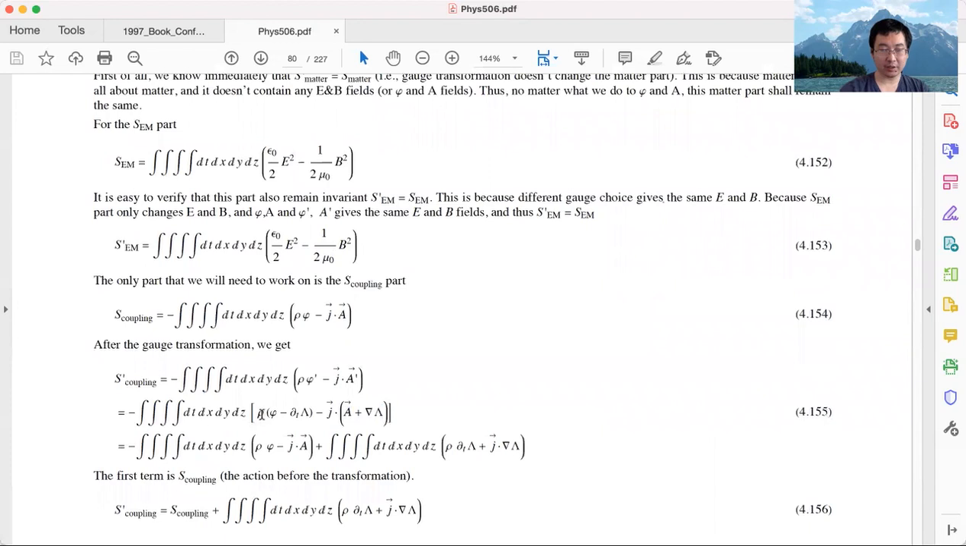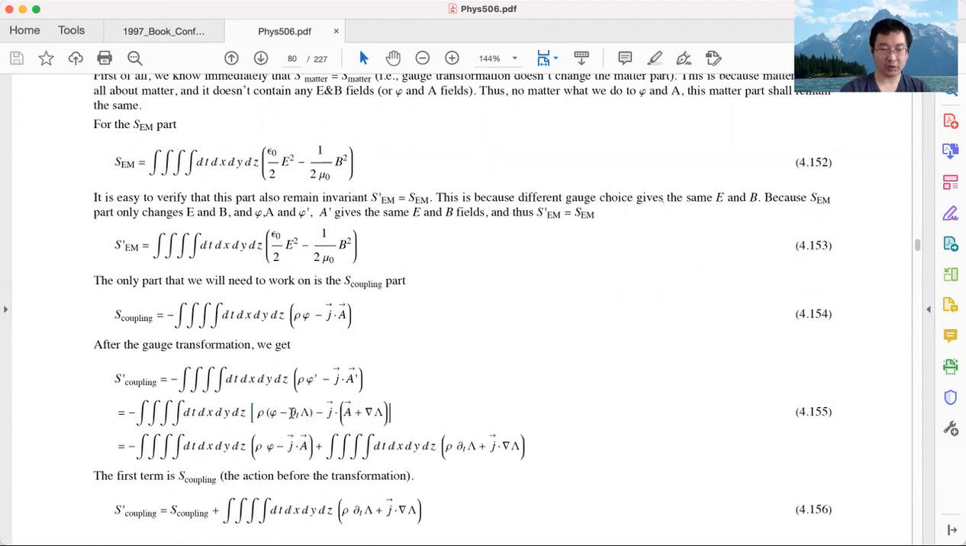Now I have two terms here, two terms here, four terms altogether. Let me regroup these four terms a little bit. I have a phi times rho term, I put it here. I have a j times A term, and the j times A term, I will put it here.